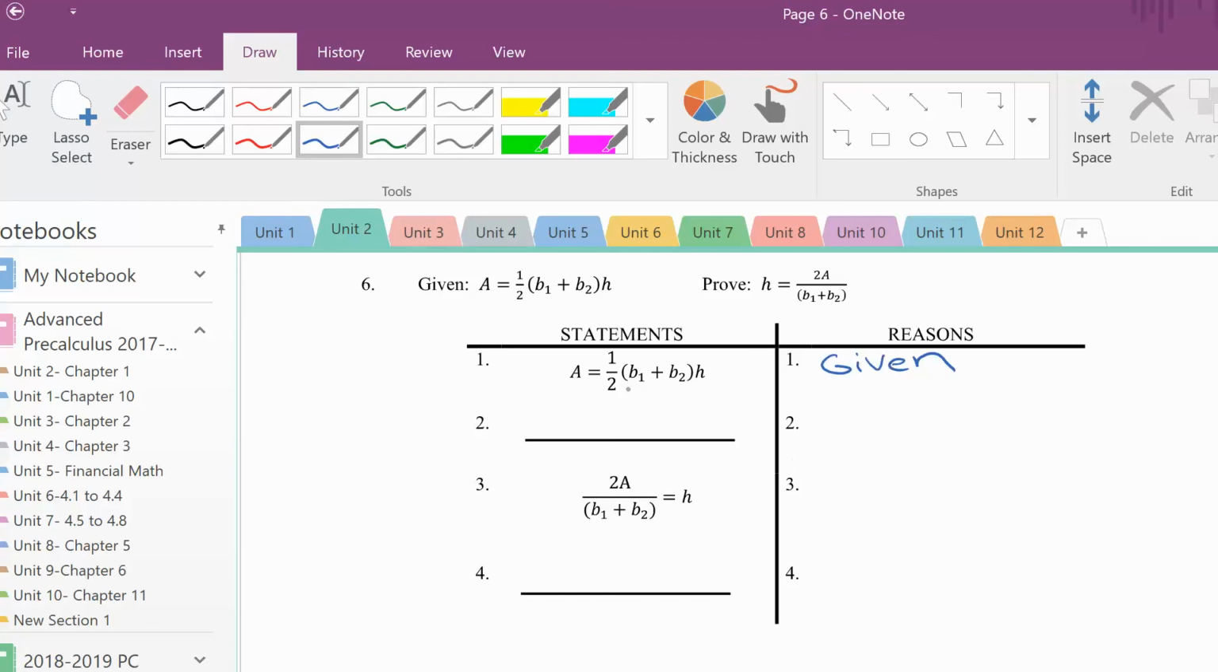So now A equals 1/2 (B1 plus B2) times H. Well, notice the first thing I would want to do here is multiply by 2 to get rid of the fraction. So when you multiply by 2 here to get rid of the fraction, notice you get 2A equals (B1 plus B2) times H. That is the multiplication property. We're multiplying both sides by 2.